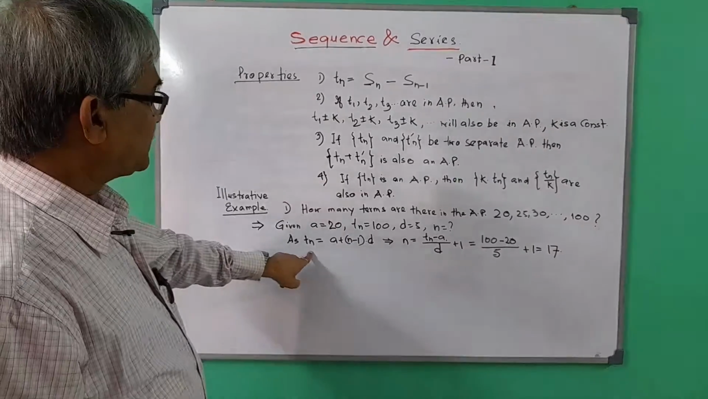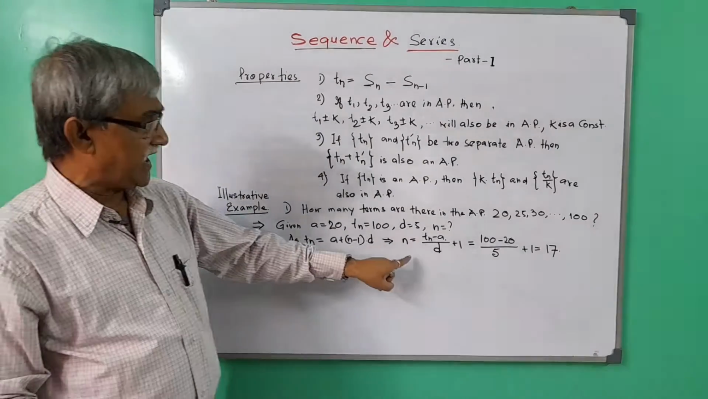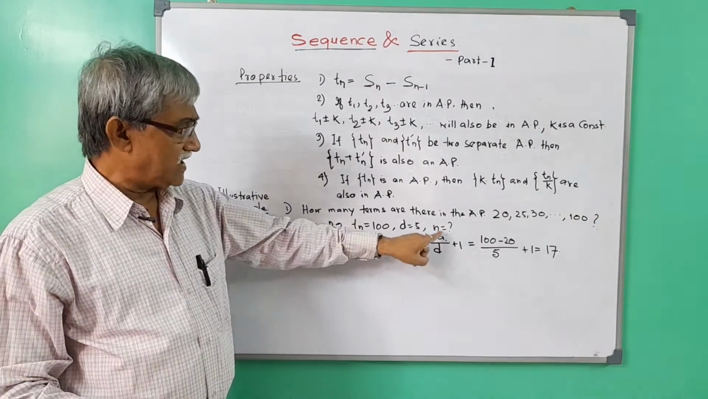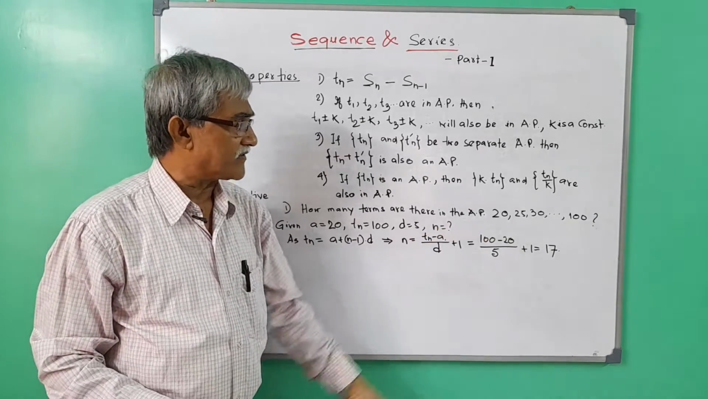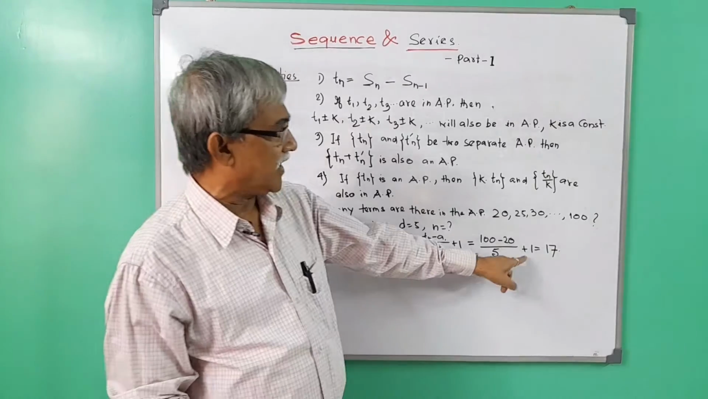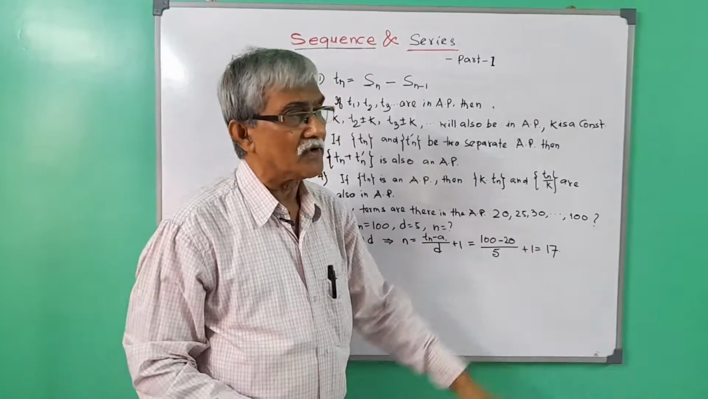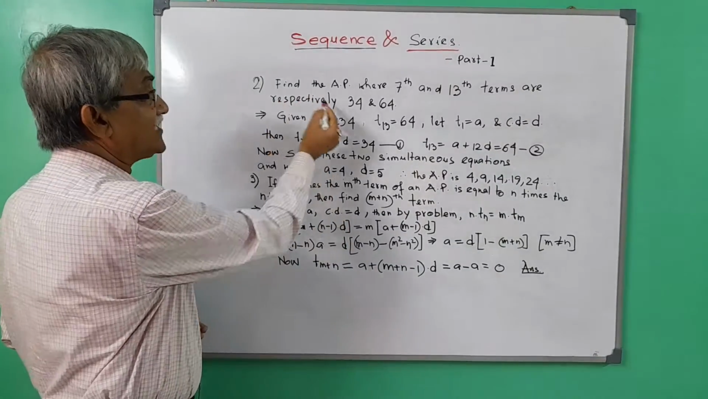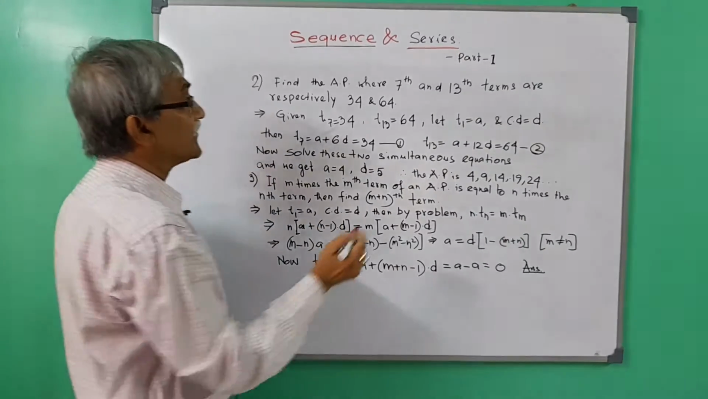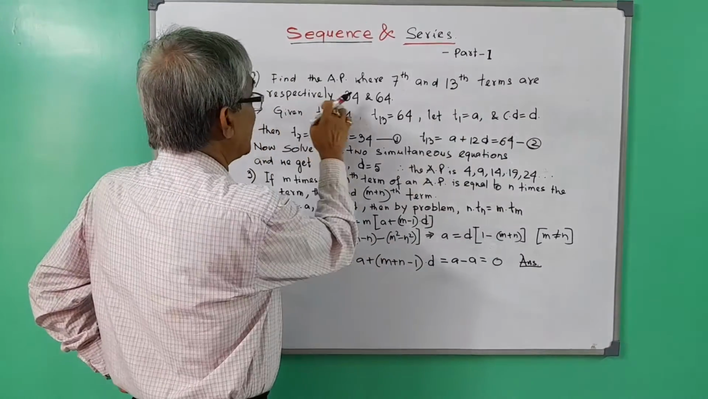Now see, as Tn we know the formula a plus (n minus 1) into d, therefore n equals (Tn minus a) upon d, plus 1, a very easy equation. Therefore it is (100 minus 20) upon 5 plus 1. This is 80 by 5, that is 16, 16 plus 1 equals 17.